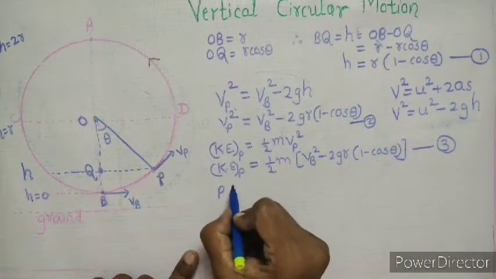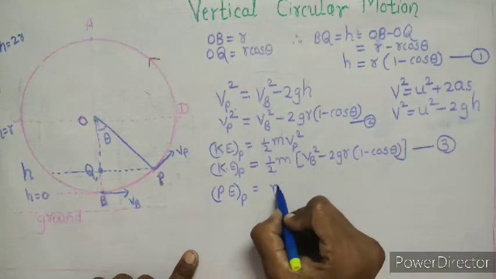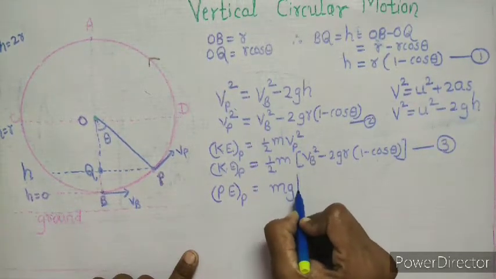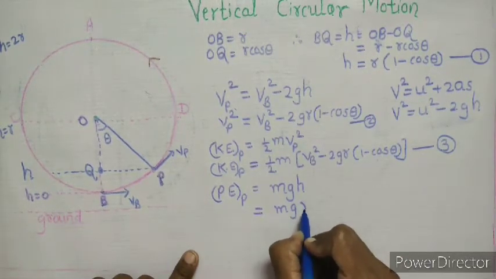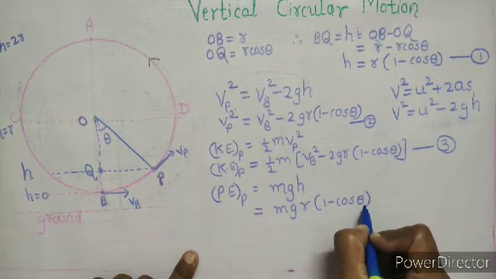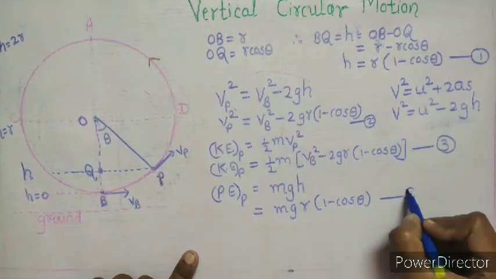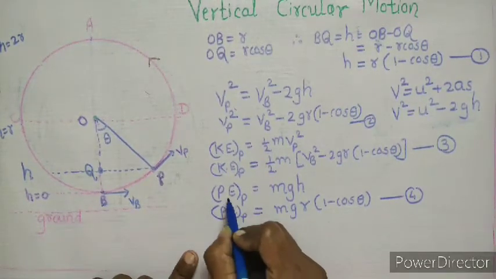Now potential energy also can be derived by the basic formula mg into h, m into g into r 1 minus cos theta. Substituting from equation 1, we get equation number 4. This is potential energy at point P.